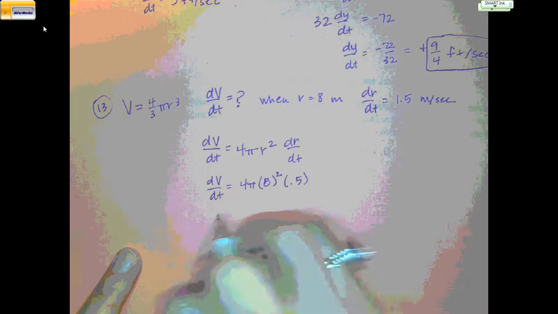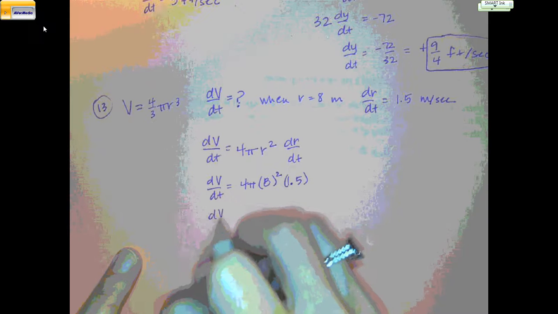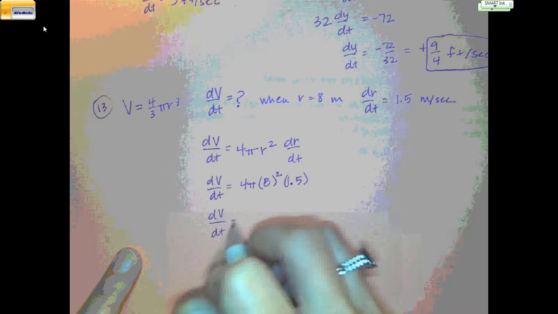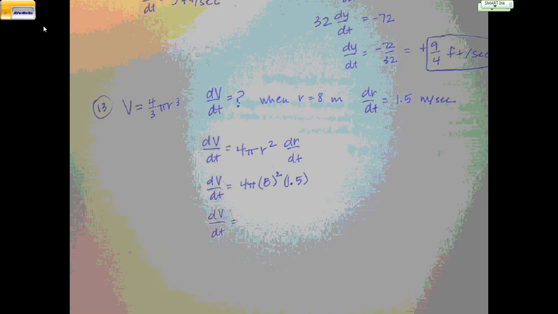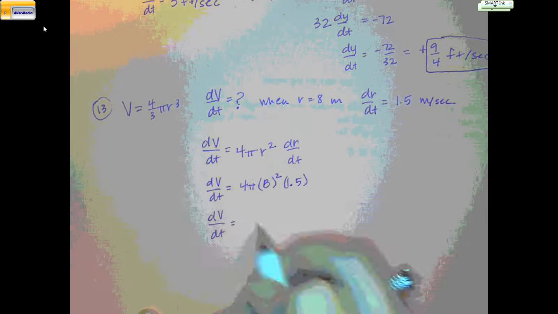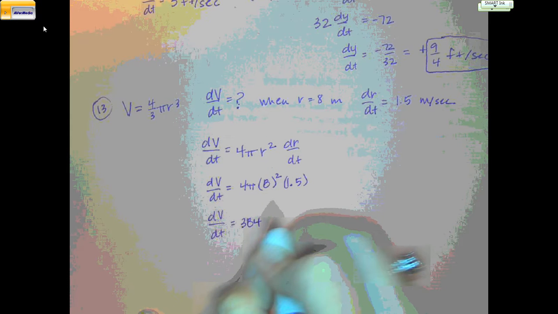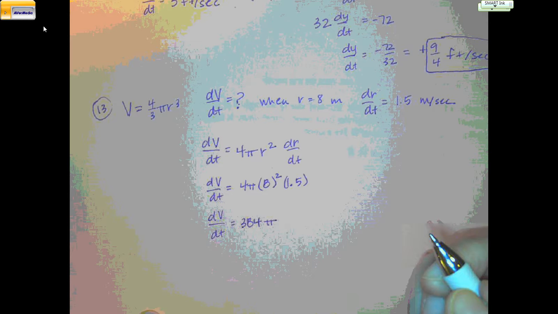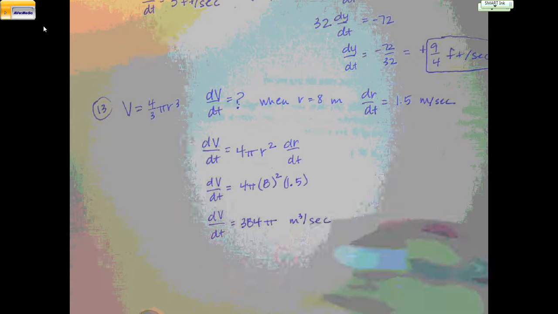So now it's just a matter of doing some multiplication. 64 times 4 times 1.5. What is that? That sounds good. 384 pi. And what is our label? Good. Why is it cubic meters? Because it's volume. It's three-dimensional.